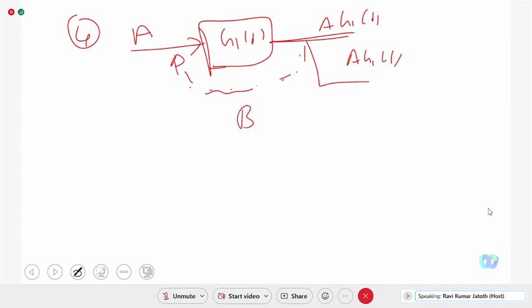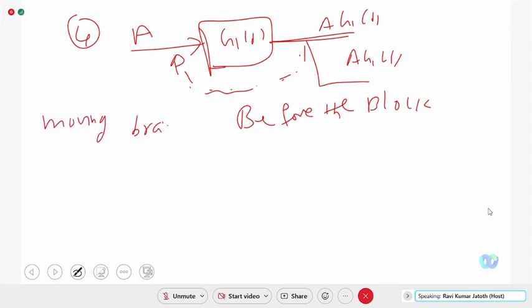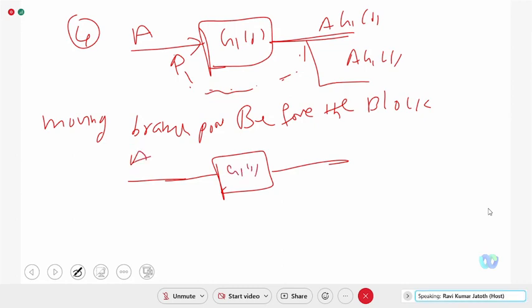So, movement of the branch point before the block. What should I do? There is an original system here, A, and the gain of this block is G1. S is common, so generally it is dropped. So here we'll be getting AG1.